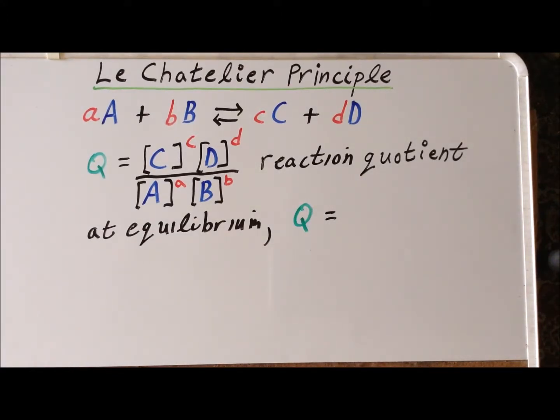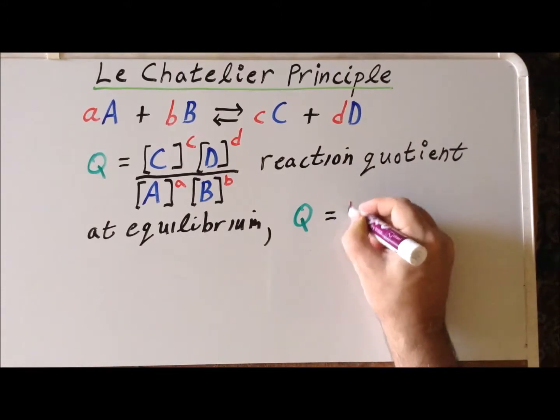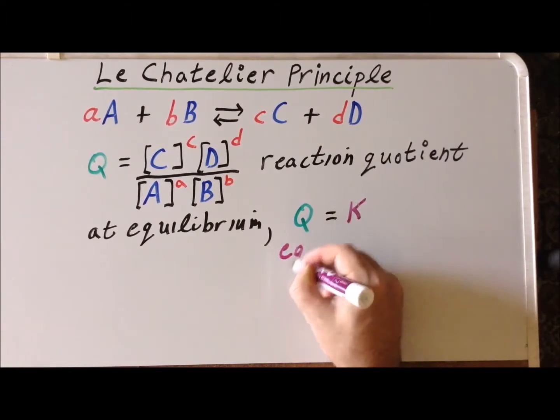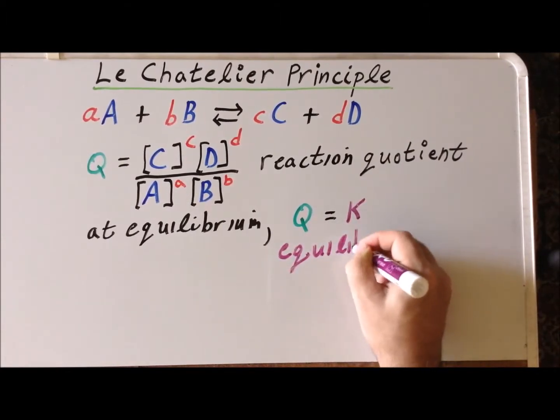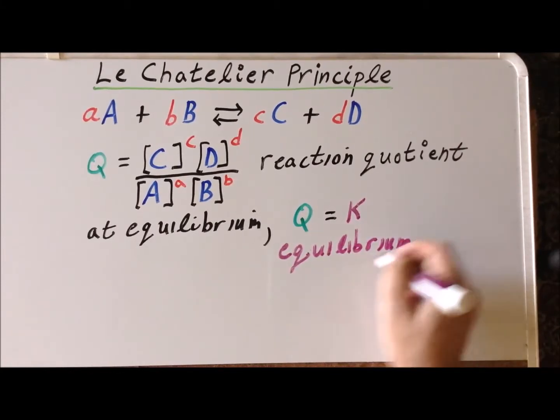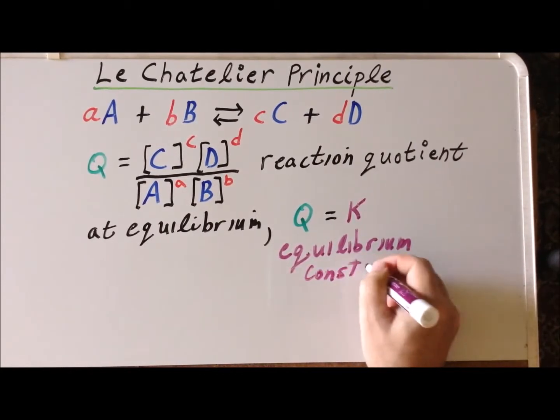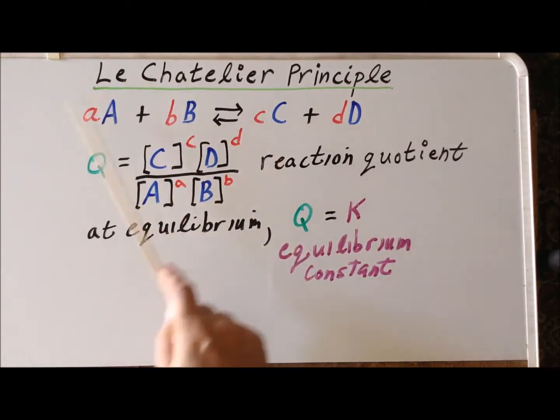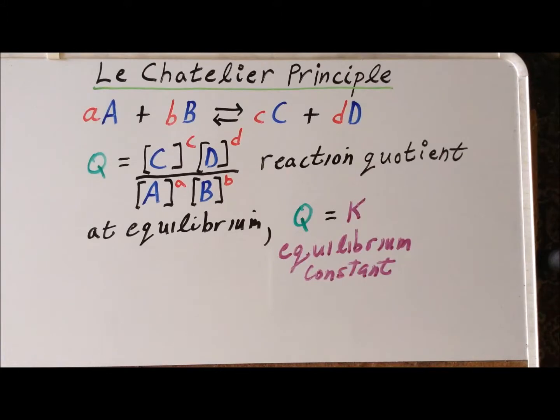Now, when we reach equilibrium, this quantity Q, the reaction quotient, will be equal to a very important quantity K, which is the equilibrium constant. This quantity depends upon the reaction and upon the particular temperature. If we change the temperature, the equilibrium constant will change.